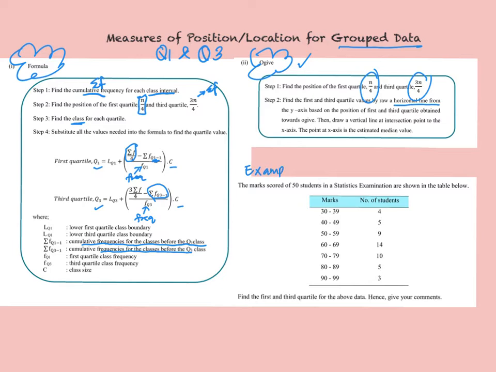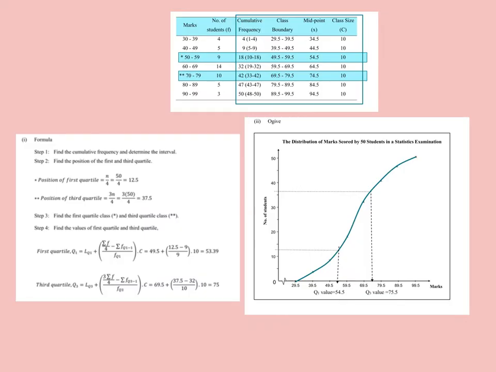Let's say you have forgotten what group data is. This is an example of group data. In order to classify data as group data, you have to have class intervals. For this one, you have class intervals from 30 up to 39. The question here: find the first and third quartile for the above data and then give your comment.